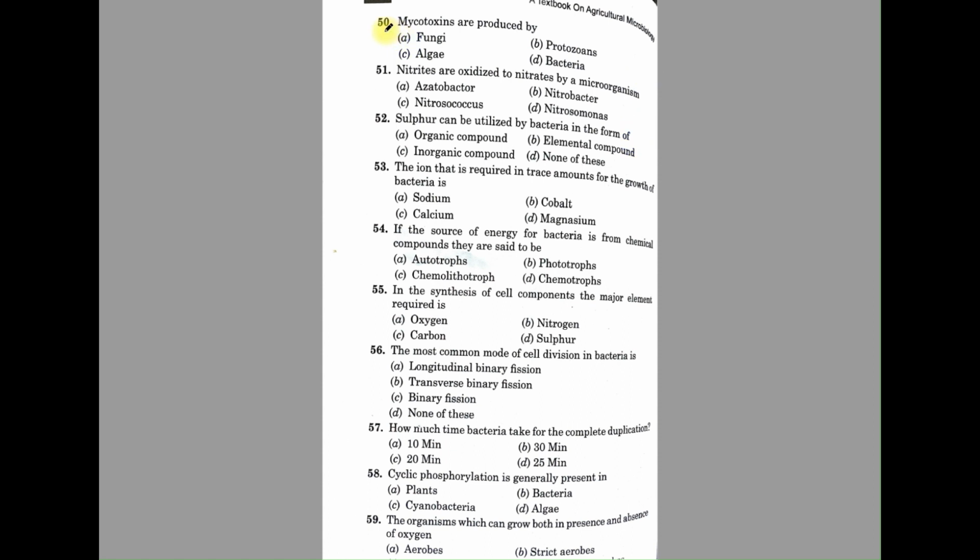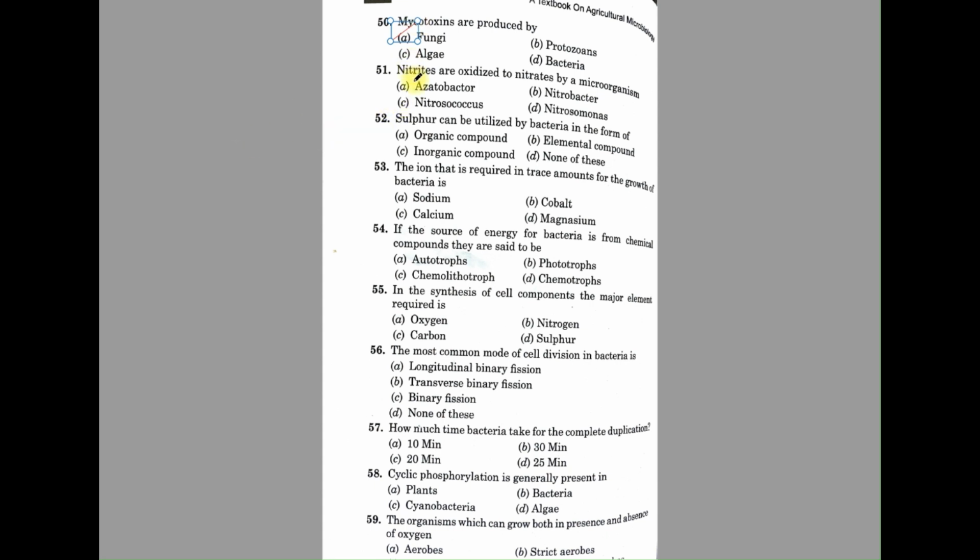Now question number 50. Mycotoxins are produced by A. Fungi, B. Protozoans, C. Algae, D. Bacteria. Again, this is a very simple question. When the word myco is there, obviously it means fungi. So here the correct one is A, fungi.